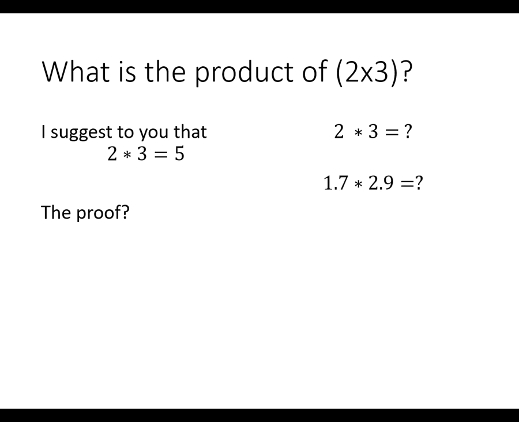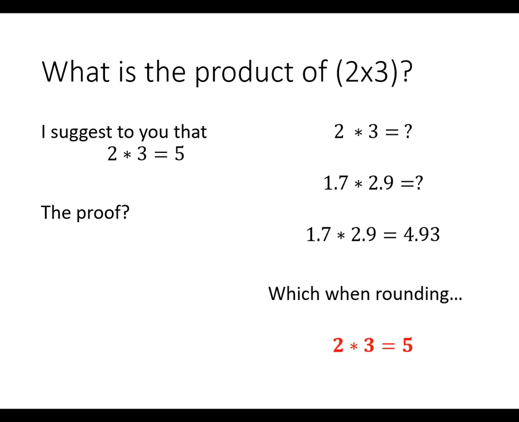What if those are just the rounded results of 1.7 times 2.9, which when I multiply gives me 4.93, and when I round all that together, guess what I get? 2 times 3 equals 5. So I suggest to you that 2 times 3 equals 5. Now, very obviously, I'm wrong. 2 times 3 is still equal to 6.